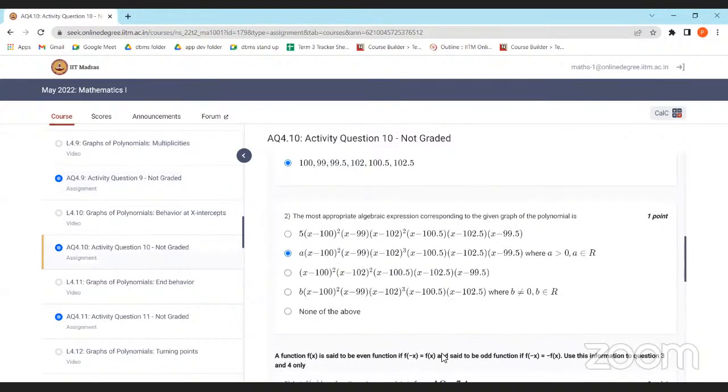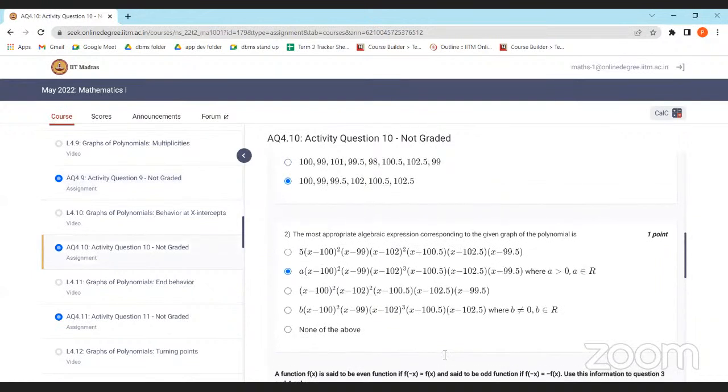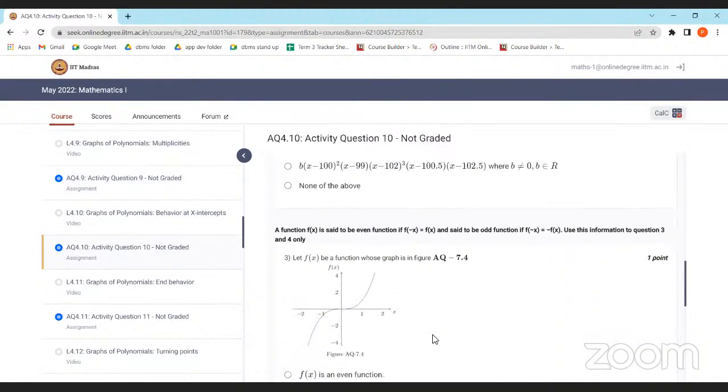Student: Why not option B, sir? Why not option C or D? We could take anything, but they gave B not equal to 0. Also, not all the roots are given there; one root is missed. Yes, 99.5 is missing here, right? So the first or second one will be the answer. The second one will be the answer.